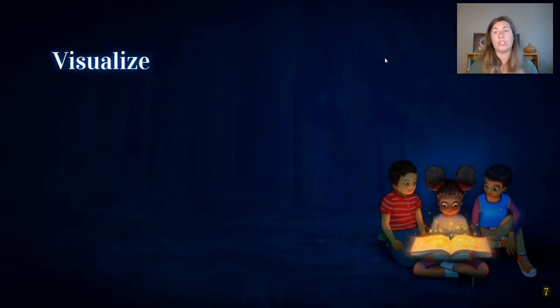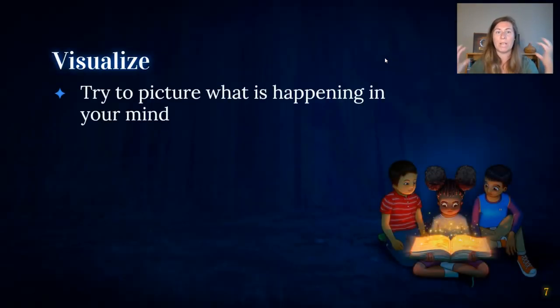The first one is to try and visualize. So try to make a picture in your mind of what is happening. Maybe it's an action sequence. Maybe it's the author describing a scene, what a character looks like. Try to picture it in your head. It helps you connect more with the story.